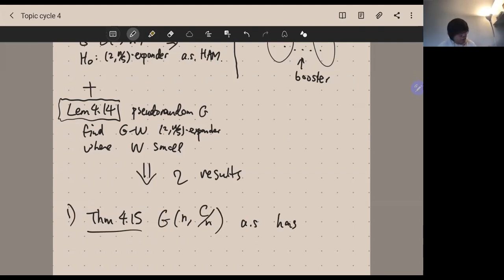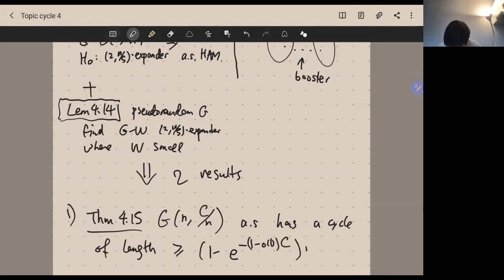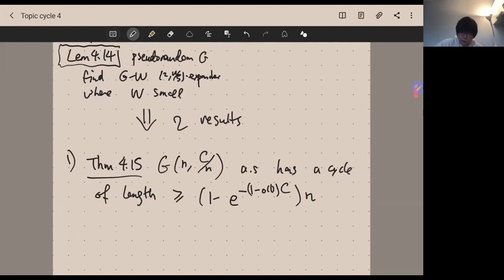Okay, let me just write it down. This is already almost best possible. Okay, let me just quickly recall that before, we have 1 minus log C over C. Remember the error term. Then we improve to 1 minus 1 over C up to some constant here related to the 1 over C factor.